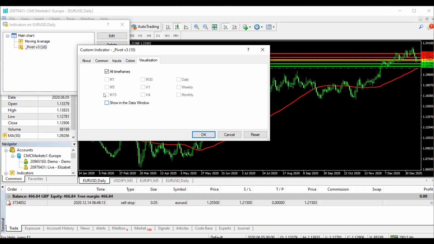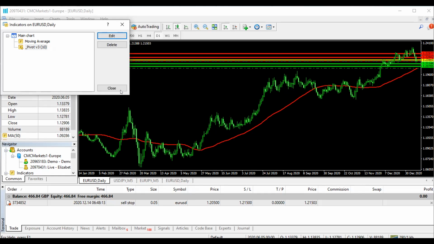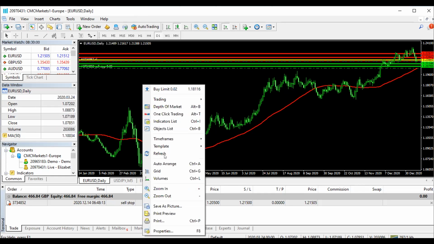Still leave it to show in the data window. You still want to see it. And then tick M5, and then click OK. There you go. So now close it. So now you always see it. So go back to M5.